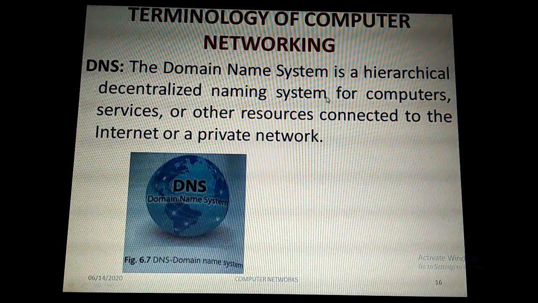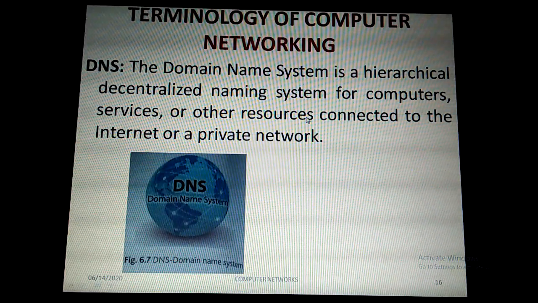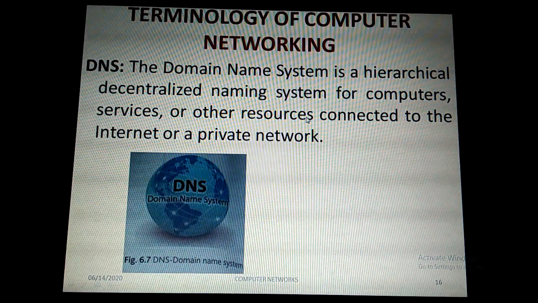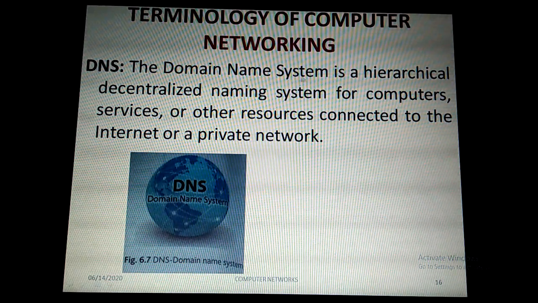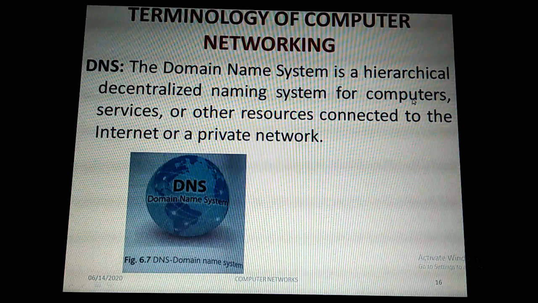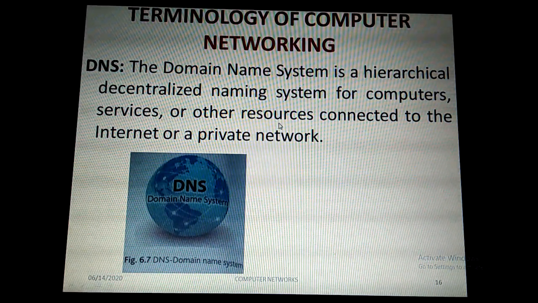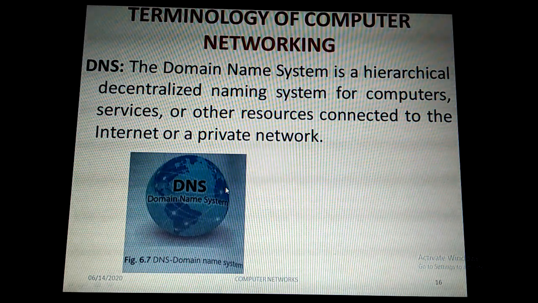Next is the Domain Name System. Actually, for every system an IP address is allotted, but we cannot remember the IP address when we want to search for any web service or any system. If we want to identify the device properly, we cannot remember that IP address. So the Domain Name System is a server, a decentralized naming system for computers, services or other resources connected to the internet or a private network. With the help of this DNS, the address we type in the URL is in a text format, which is easy for every human being to remember.